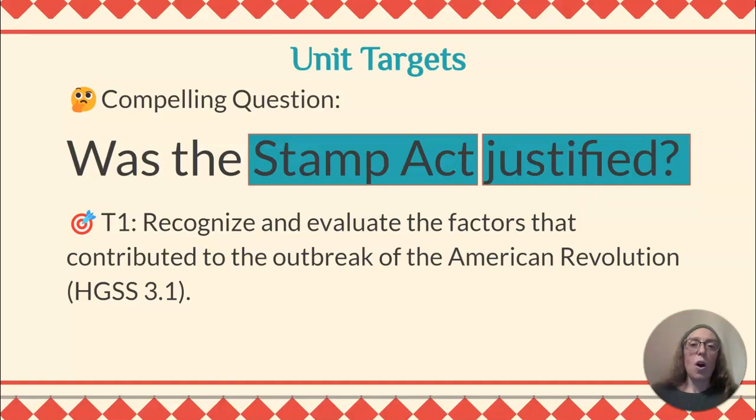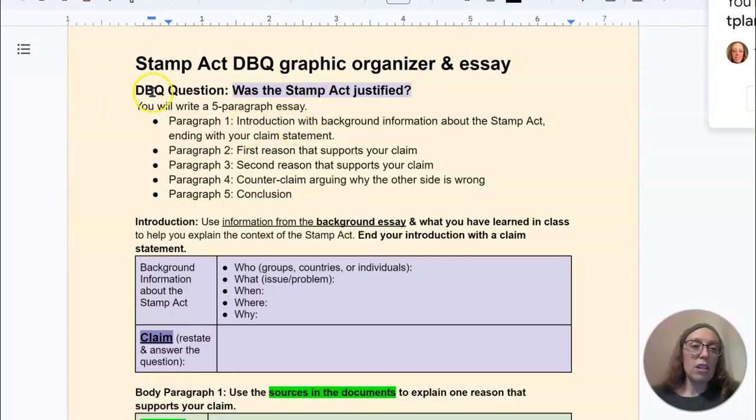So over on our DBQ graphic organizer and essay, you need to write down where it says the claim. You'll notice up above it talks about all the different parts of the essay. When I'm pre-writing, I do not go from the beginning to the end. So you notice I'm leaving this first box blank. I'm going to come to that at the end of my pre-writing. So starting with the claim.